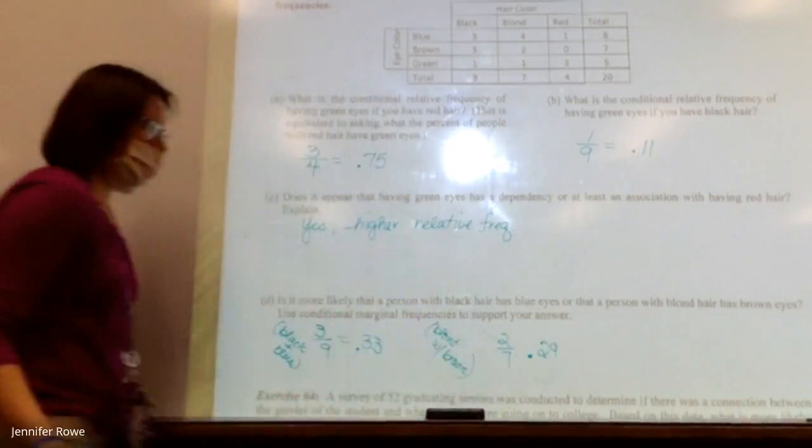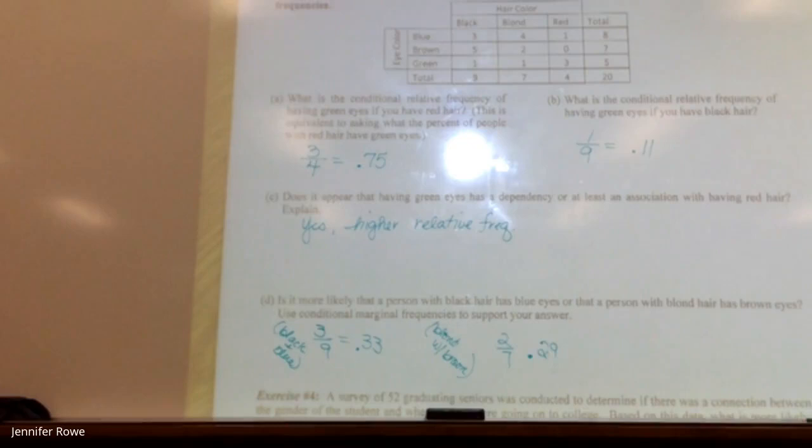Okay. So which is more likely? Black hair, blue eyes. Is it a lot different? No, it's not a lot different. So I wouldn't really say that one was more likely than the other. Those are pretty close relative frequencies. But given the fact that I have to pick one, yes, I would say black hair, blue eyes, which, as Matthew points out, is a little bit unusual.